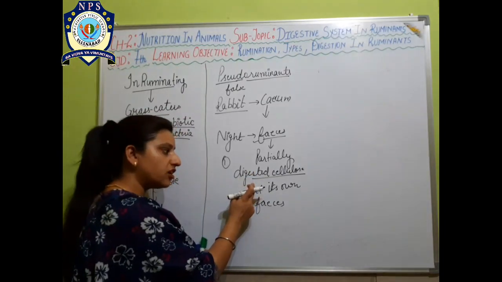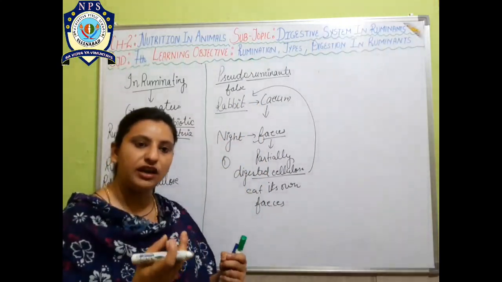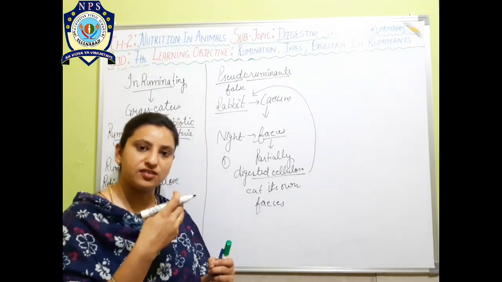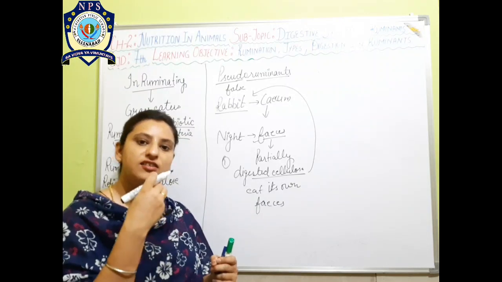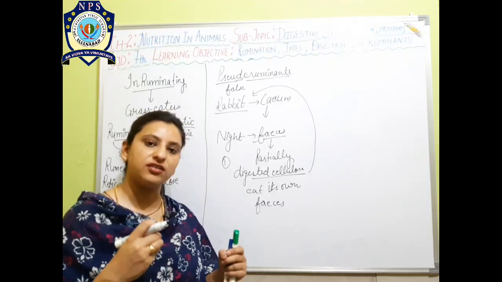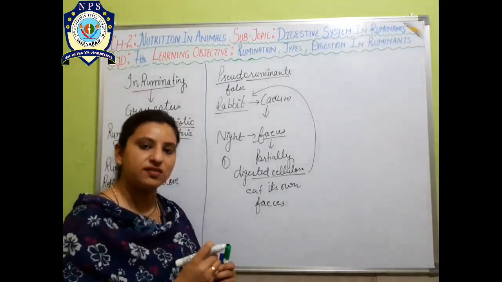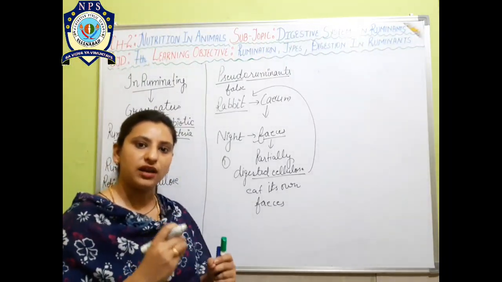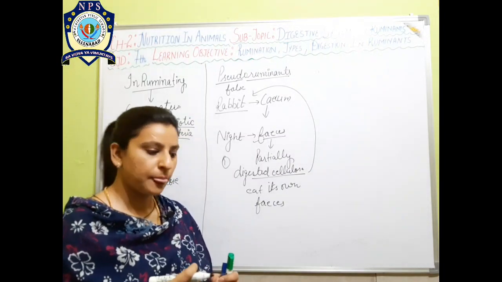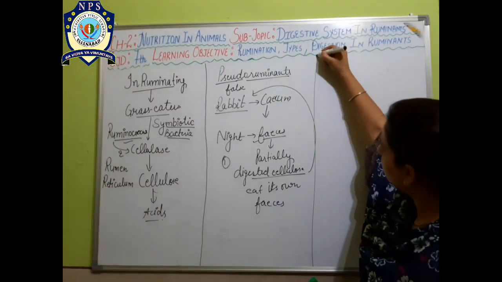Now this partially digested cellulose is again taken in as food by the rabbit, and the rabbit will eat its own feces. At that time, the partially digested cellulose in it is absorbed by its small intestine as a nutrient for its body. So those organisms which eat their own feces are called coprophagous, and the process is called coprophagy.